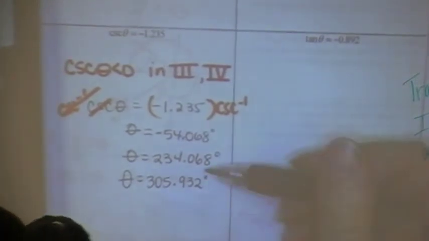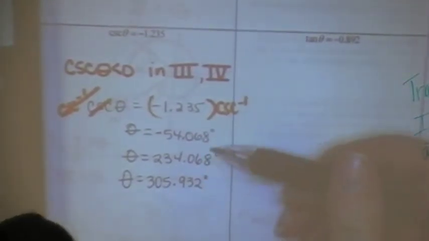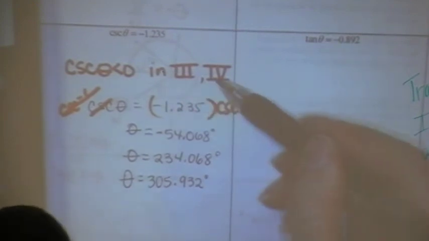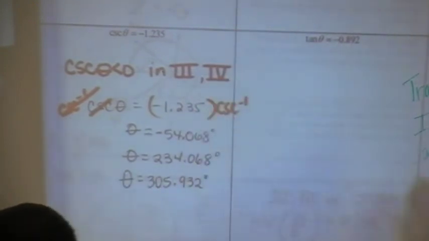So now you have your 2 angles between 0 and 360. One's in quadrant 3 and one's in quadrant 4. Is everybody sort of okay? All right, so now try tangent.